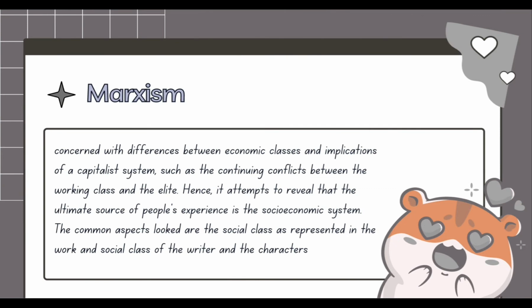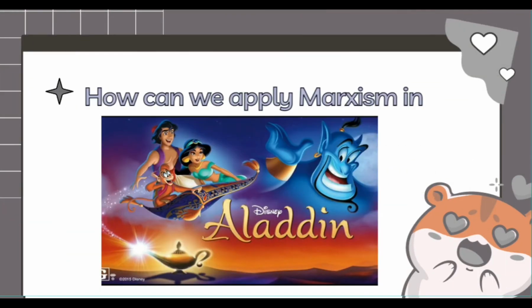Marxism, on the other hand, does not focus on the gender issues. It focuses on the different issues regarding the economic classes. So it's the social struggle among the elite to the poor, or the lower class, working class, middle class to the upper class. So here is an example.